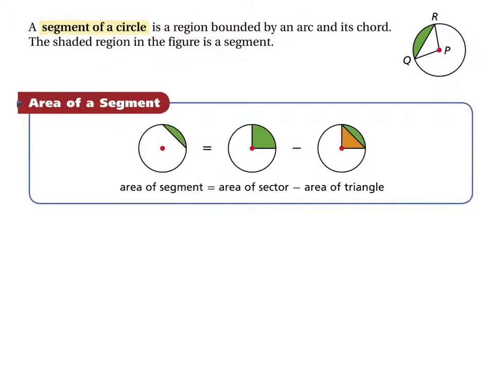A segment of a circle is a region bounded by an arc and its chord. The shaded region in the figure is a segment. So the area of a segment, here's how we do it. The area of the segment would be the area of the sector minus the area of the triangle.